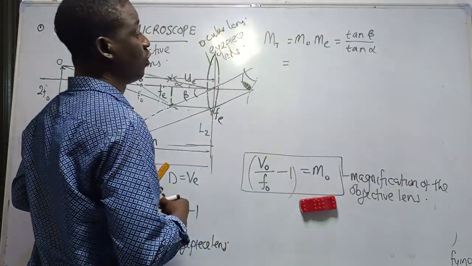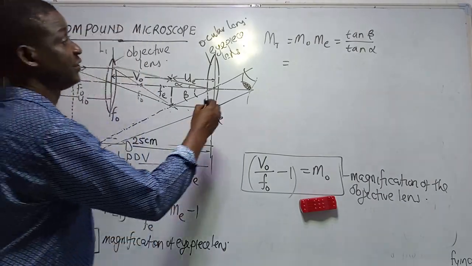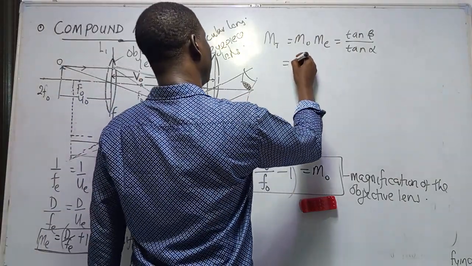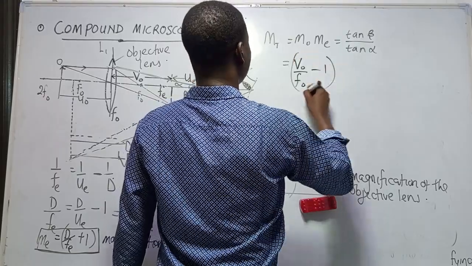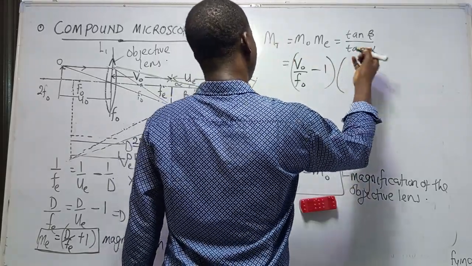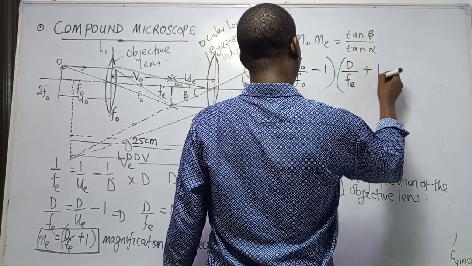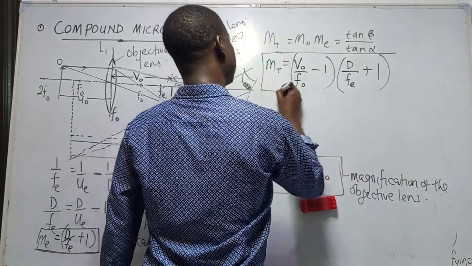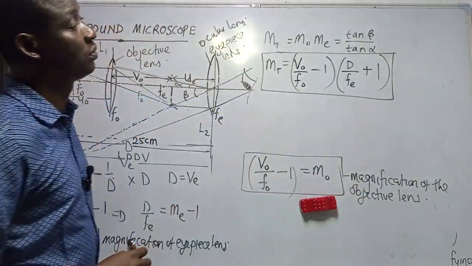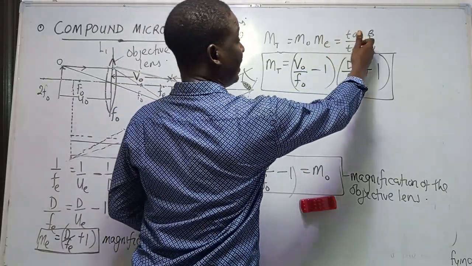So if you combine the two of them, we now have our general formula for the magnification of a compound microscope as V naught over F naught, minus 1, into bracket, D over Fe plus 1. So this is the total magnification of the microscope. We can also use this formula to get it.